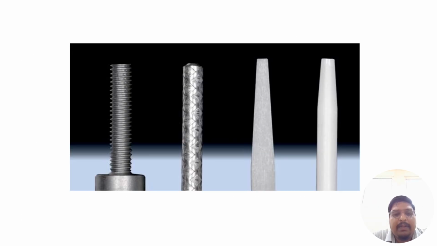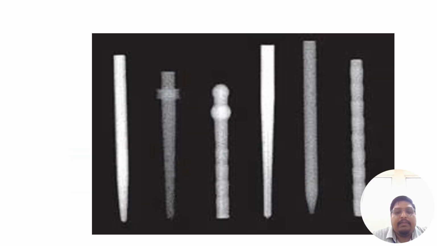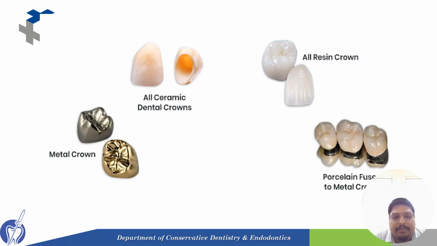These are the differences between the posts: this is a threaded post, this is a smooth post, this is a parallel post and this is a 0-degree post. This 0-degree post requires minimal coronal restoration and is a newly discovered post. These are the different types of post. First is a normal fiber post. Second one is carbon fiber post. The third one is glass ceramic fiber post. These are the various thread mat systems.